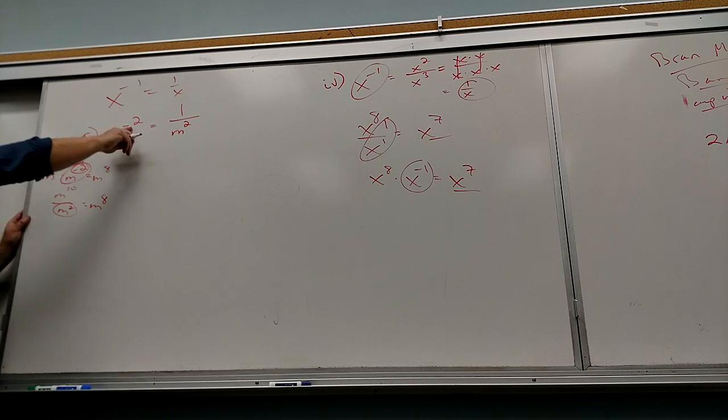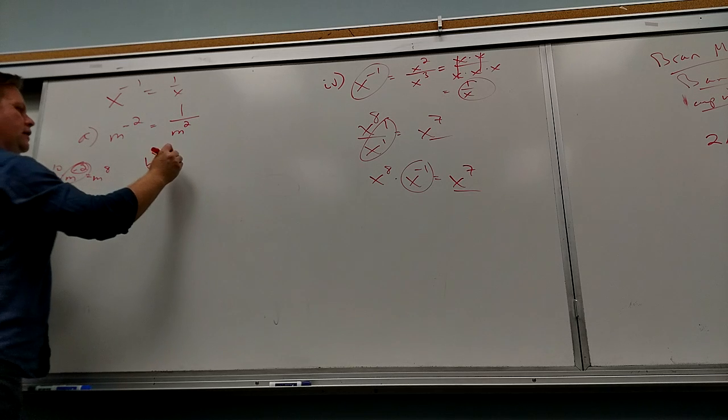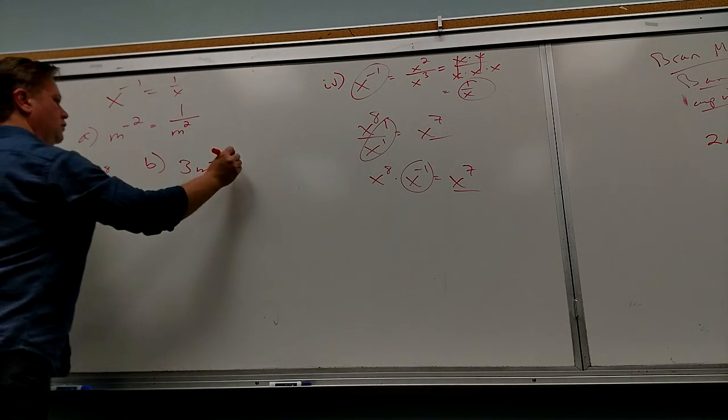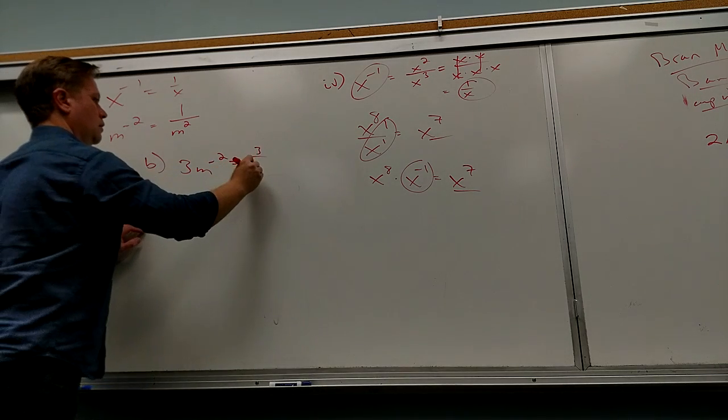I'm going to lose 2. What's the other way you lose 2? Divide by 2 of them. Then you lose 2 of them, don't you? So you're saying m to the -2 is kind of like indicative of anything over m squared. Yes. Like if I had 3m to the -2, that would be 3 over m squared.